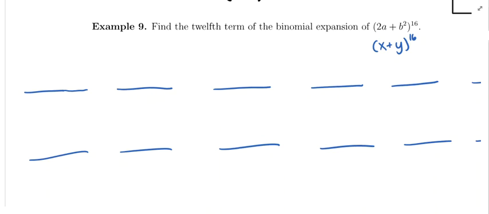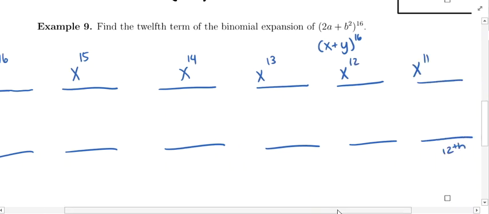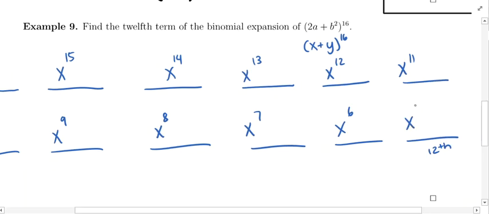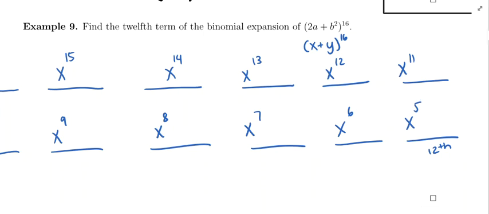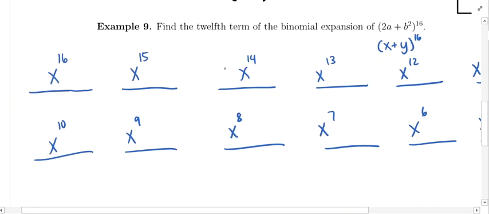I'll start with my x's. The first term is going to have an x to the 16th, and it's going to go down by 1 every single time. So this will be x to the 16th, and so on down to x to the 10th, 9th, 8th, 7th, 6th, and then the 12th term will have an x to the 5th. At this point, you know the exponents have to add up to 16, so this should be y to the 11th. You can go back and write it out just to make sure.